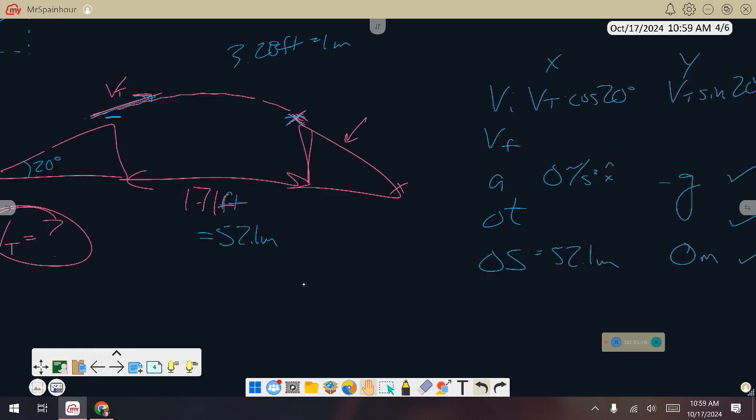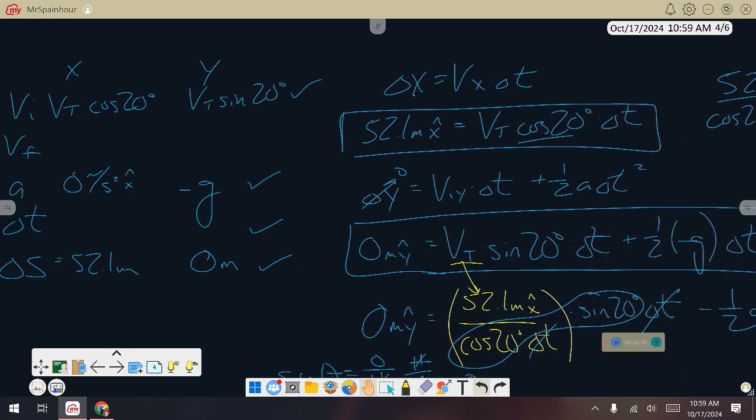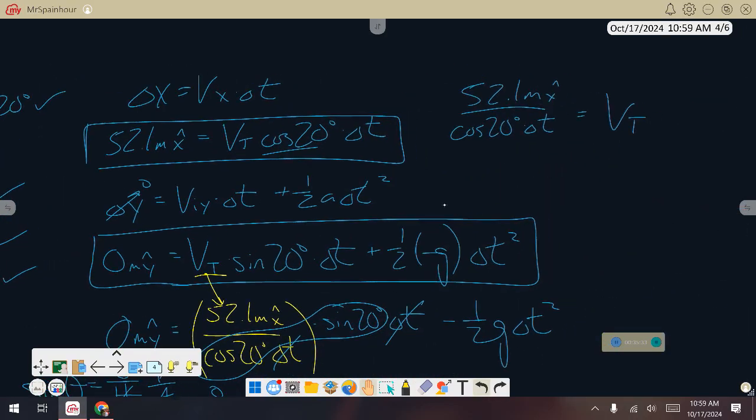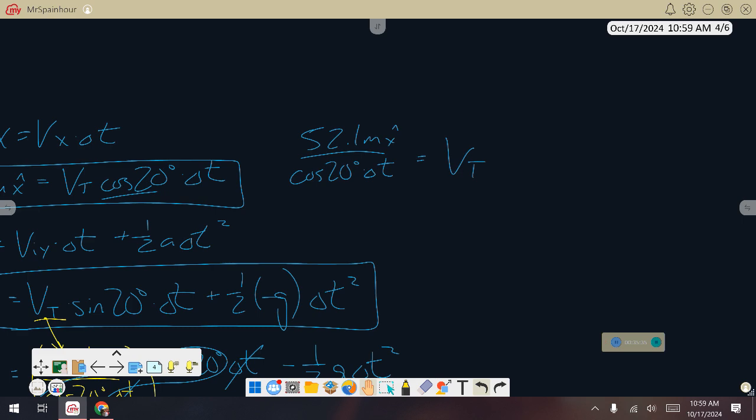So here's what we're going to do. We're going to come right over here to where we already solved for v t and simply plug in delta t. So 52.1 meters x hat over cosine of 20 degrees times 1.97 seconds. How fast does the car have to go? I'll do it for you real quick. Divide: 52.1 over cosine of 20 divided by 1.97. 28.1 meters per second.